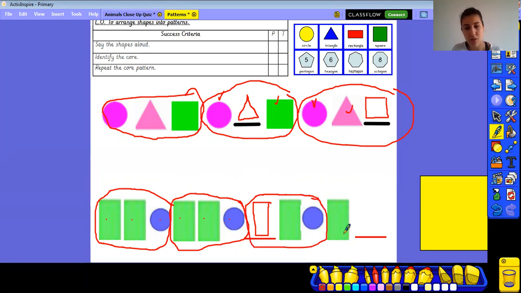And then my next core again goes rectangle. What comes after the first rectangle? A second rectangle. Well done. And then that core is not quite finished because I would need to have another circle here.